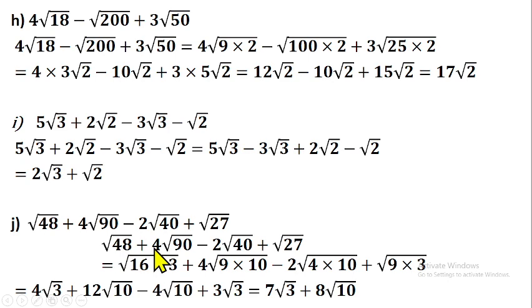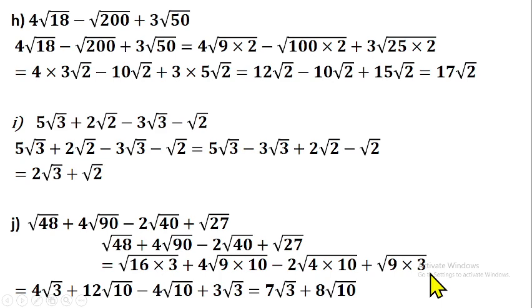How do we go about that? So this question is rewritten again. It's equal to, how do we simplify √48? You should be able to tell me the answer offhand. 48 will give us 16 times 3, and 16 is a perfect square. So √90, how do we simplify that further? That will be 9 times 10, because 9 is a perfect square there. √40, that will be 4 times 10 as well, because 4 is a perfect square. √27, that will be 9 times 3, because 9 is a perfect square as well. Does that make any sense to us?